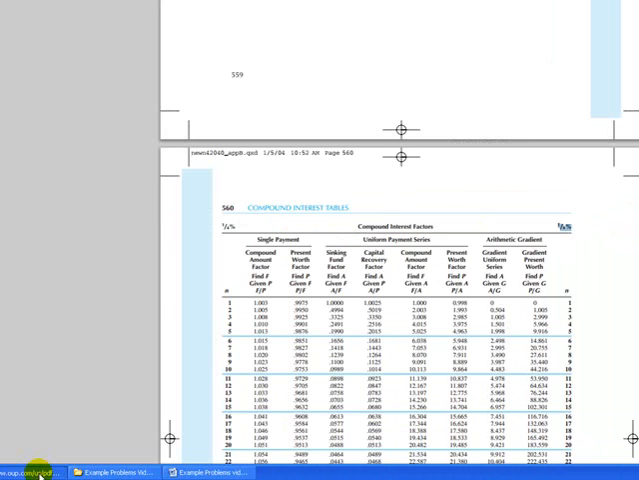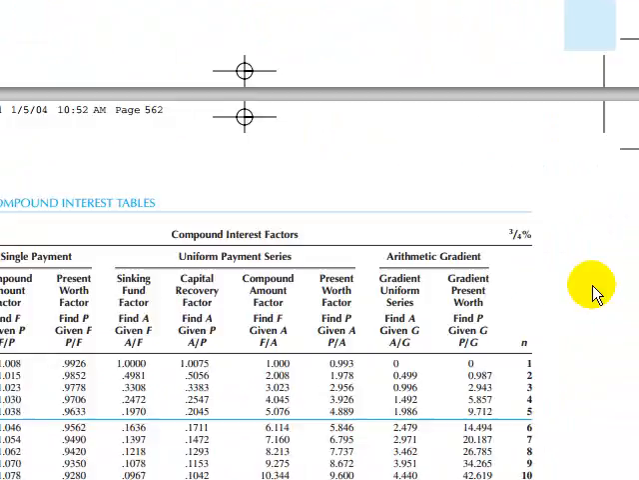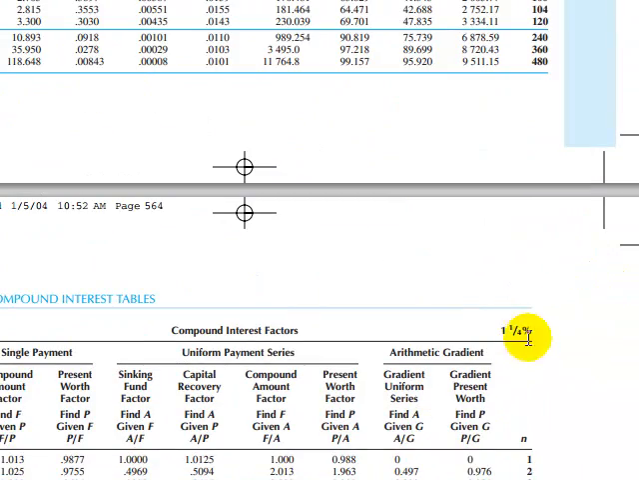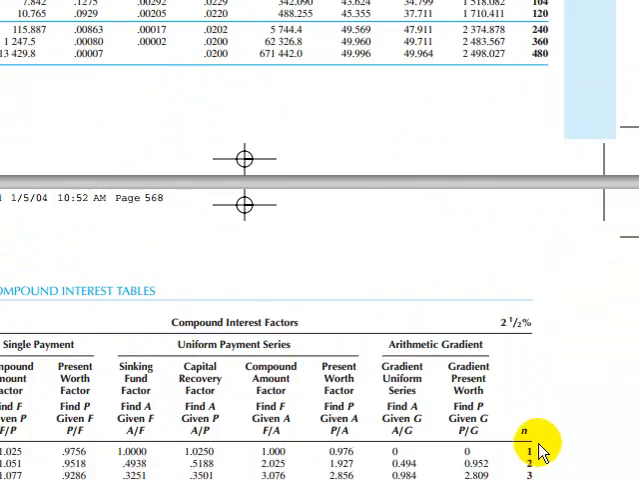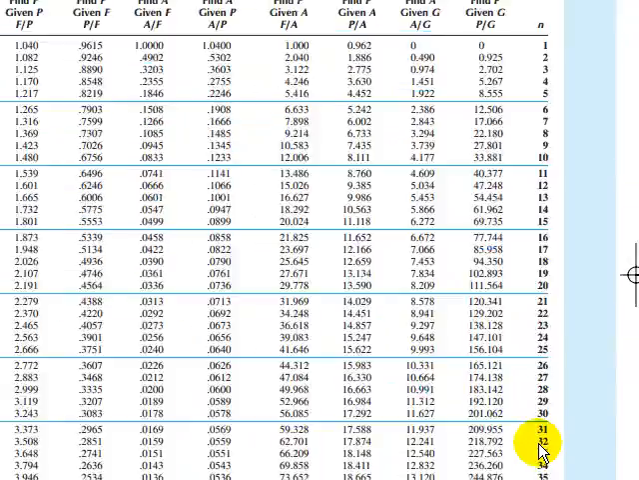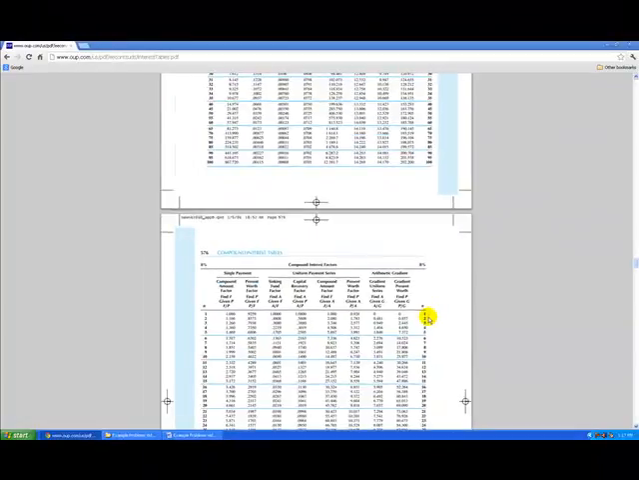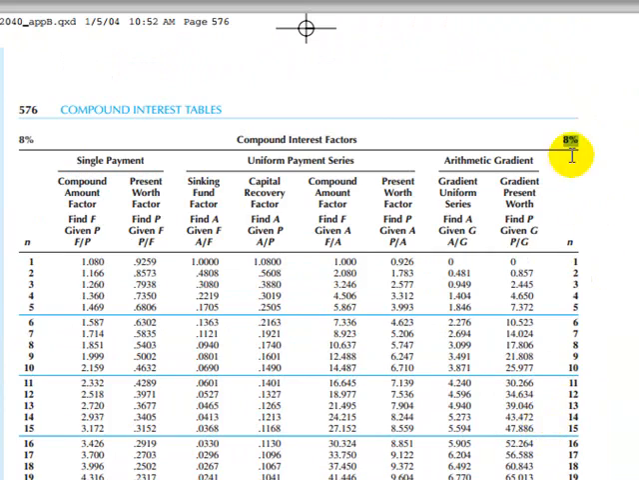So we need to find the table that has 8% interest rate. We scroll down: 0.5%, 3/4%, 1%. This one has 1 and 1/4%, and so on and so forth. If you scroll down, 2%, 3%. So we go all the way to find the 8% interest rate table. Here we go, right? So now the 8% interest rate table is there.